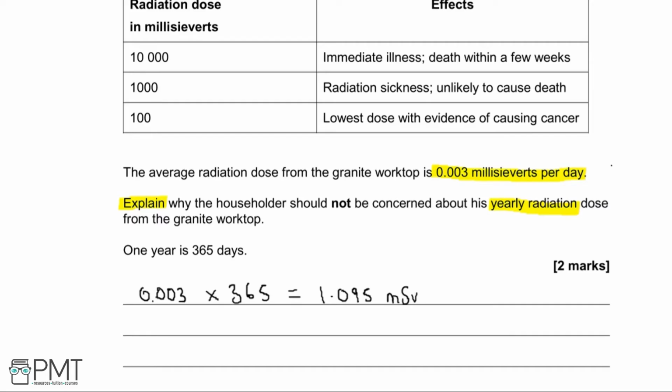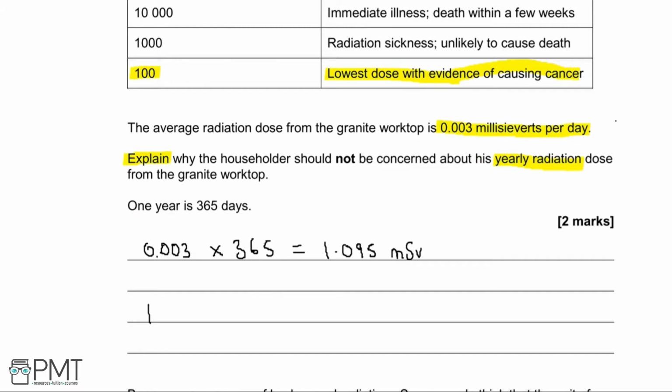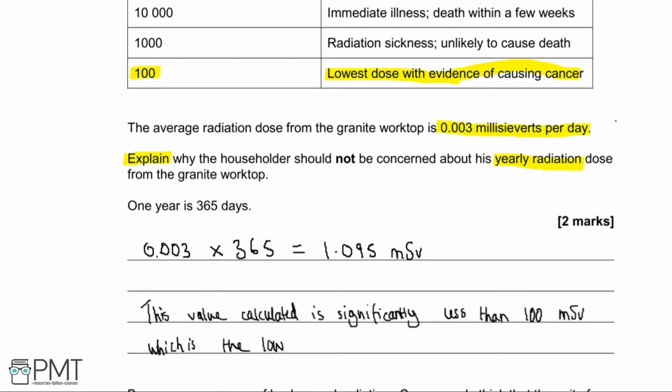So then for our second mark in this explain question, we need to say why this means that the householder does not need to be concerned. If we look up to the table again, we can see that 100 millisieverts is the lowest dose with evidence of causing cancer. And what we can notice about the value that we've calculated is that it is significantly less than this value, which even hints at causing some serious illness. Therefore, we need to say that the yearly dose we've calculated is significantly less than the smallest amount required to cause serious harm.